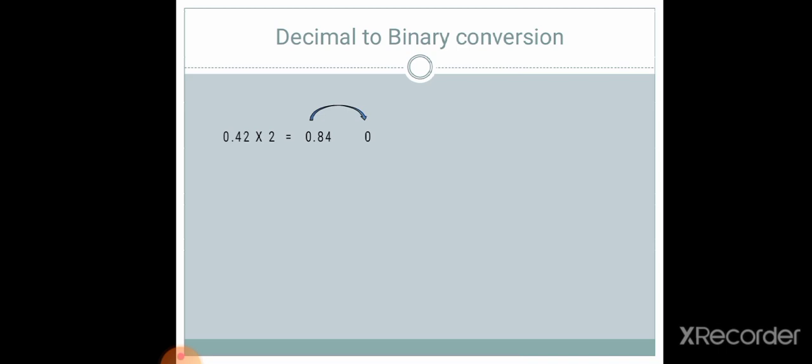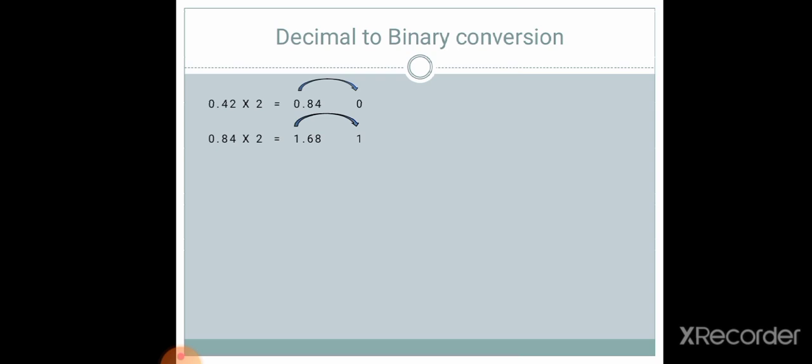Now copy that 0 which is before radix point in front of your answer. So you have to copy the number which will appear before radix point in front of your answer, right? So 0.42 into 2, answer is 0.84, and we'll take out that 0 at the right hand side. Then again take 0.84 and multiply that number with 2. So your answer is 1.68.